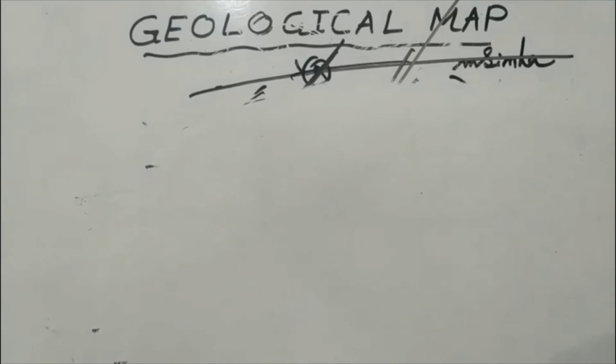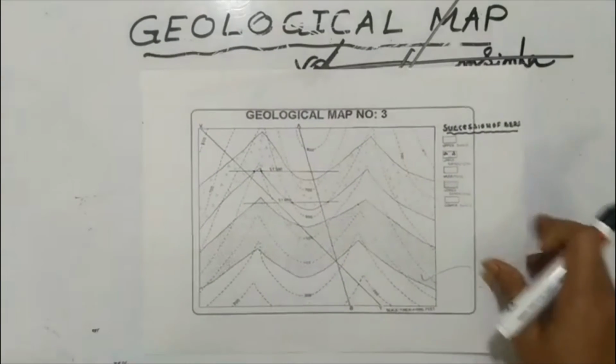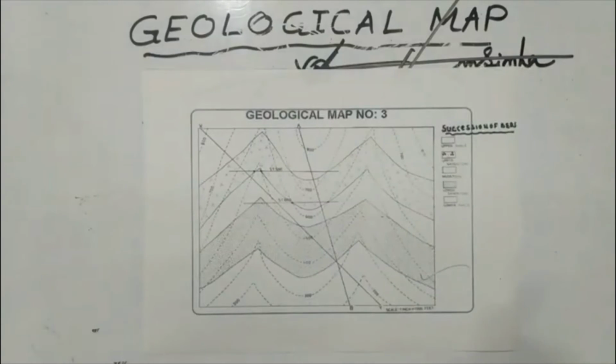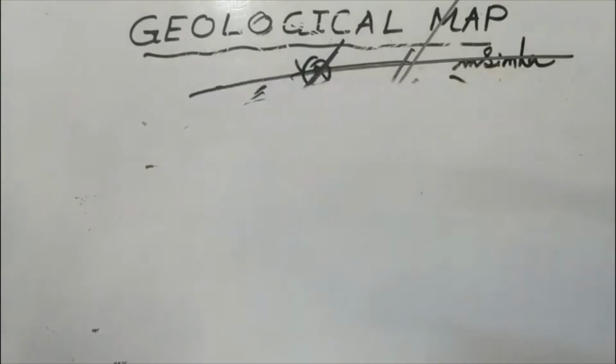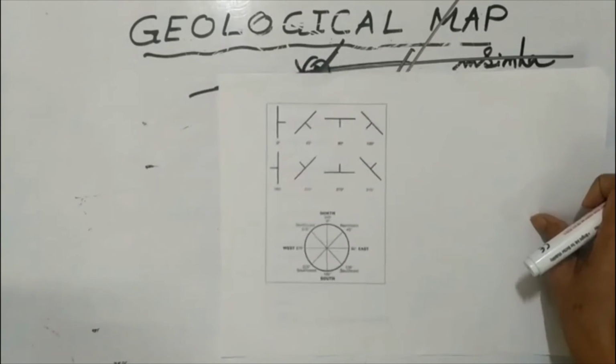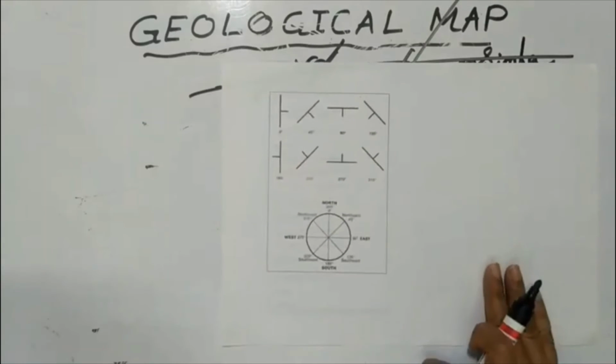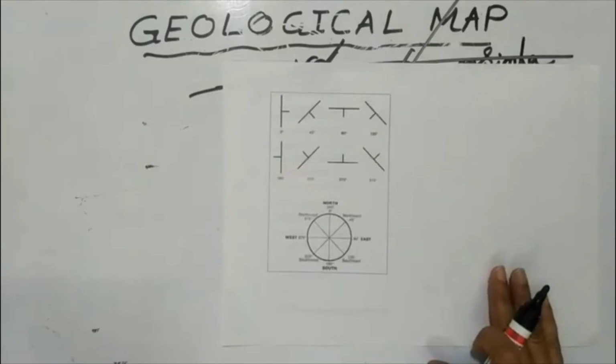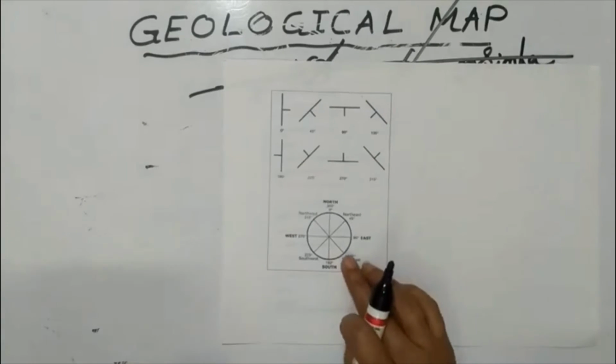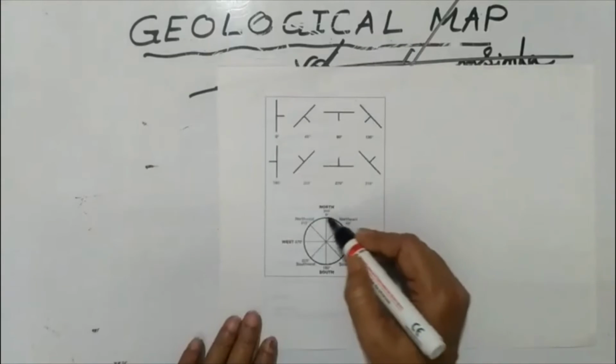Then another thing is how to identify strike line and dip in a geological map. I would like to mention that symbols are very important in a geological map, and a few symbols are already used in geological maps. This is the conventional protractor.